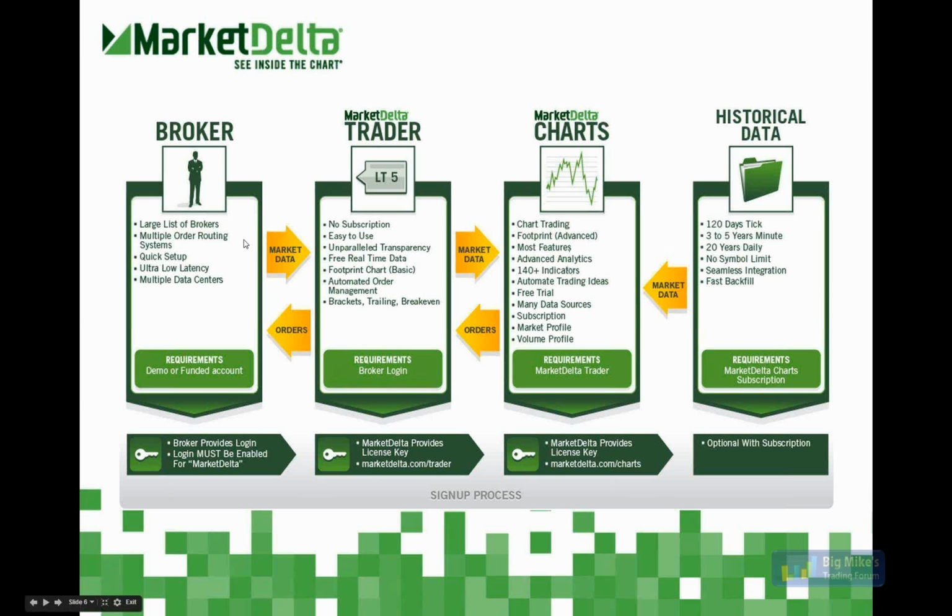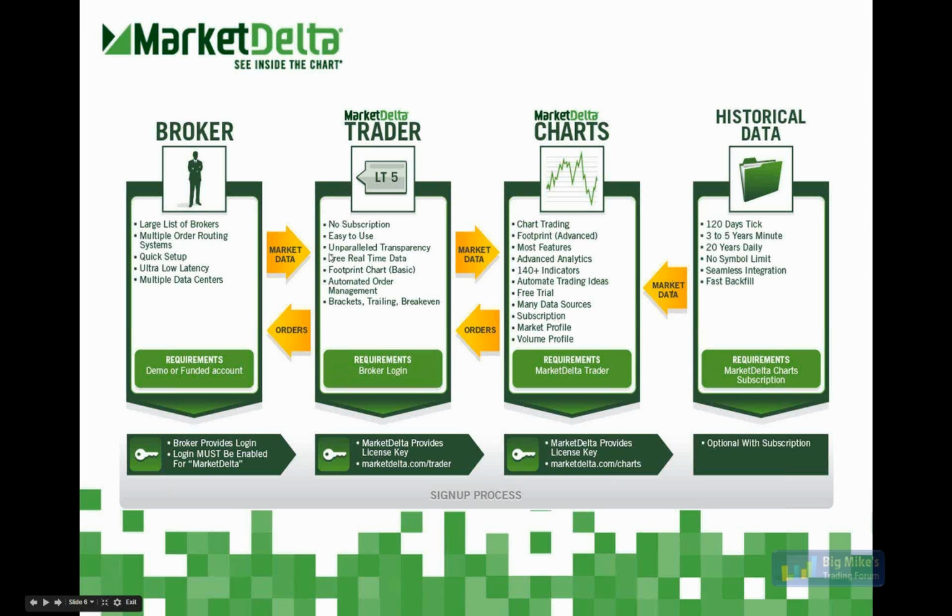So the market data coming from the broker and your order routing system flows into Trader and immediately right into charts if you have both applications. And then the historical data piece, that's just an optional enablement that you can get that just plugs right into MarketDelta Charts. So this is an optional piece, as you can see down here, but you can see how it plugs in.